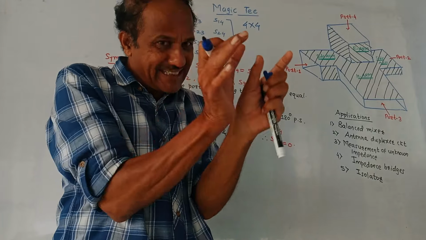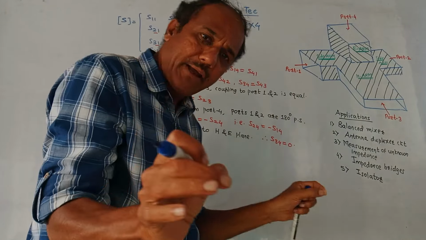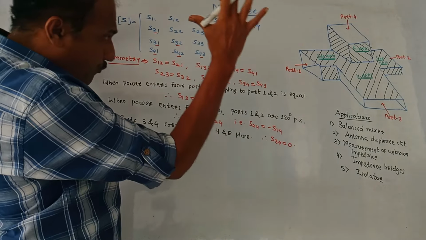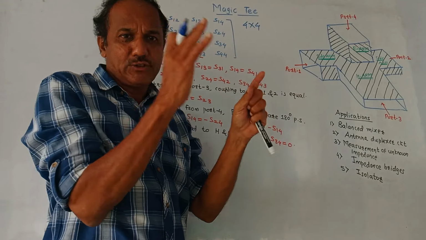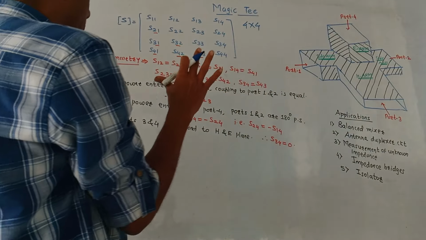जैसे मैंने बताया S represents the scattering parameter. So there are 4 ports. So size of this matrix, S parameter or S matrix, is 4 rows and 4 columns. That is 4 by 4.